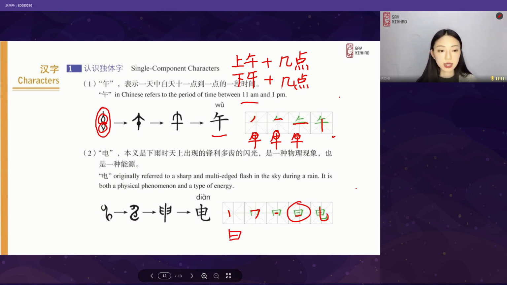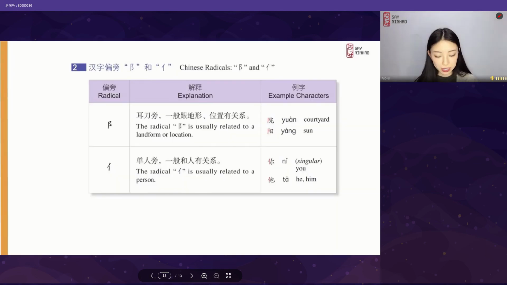First, write this part like this, and then this structure goes through it. Try to write it with me again. Okay, again. This is 电.